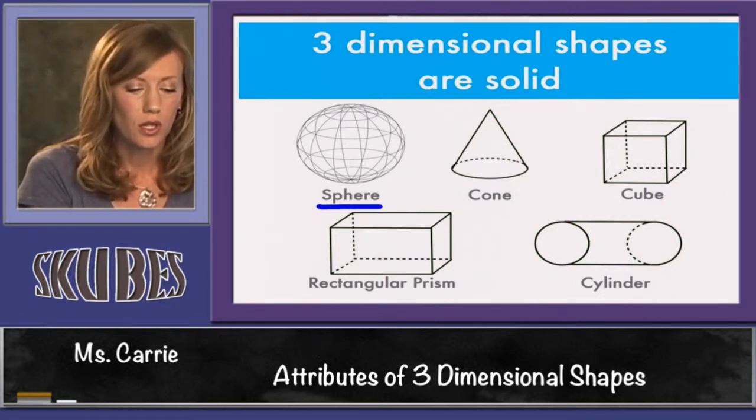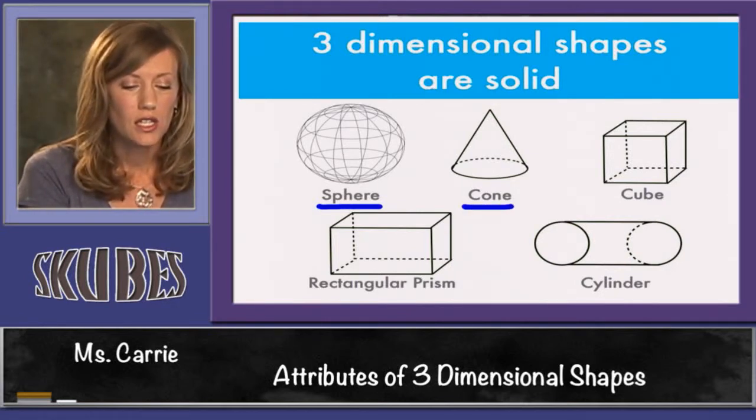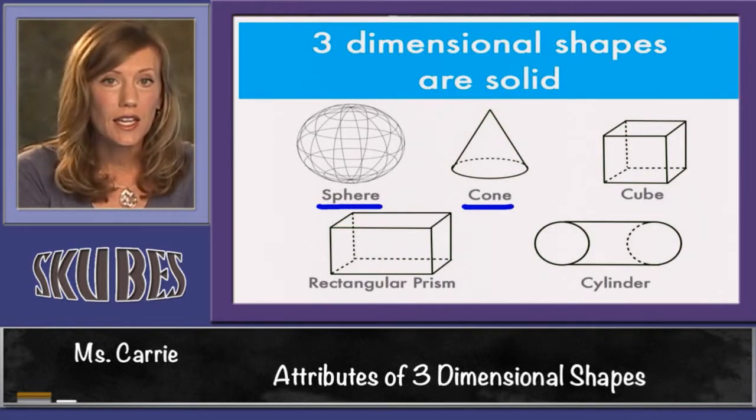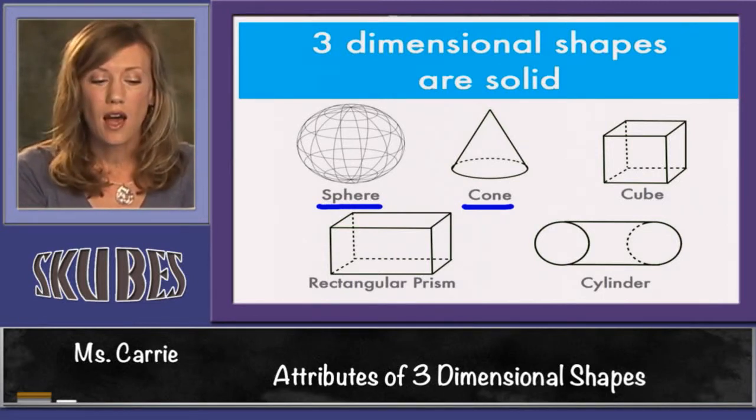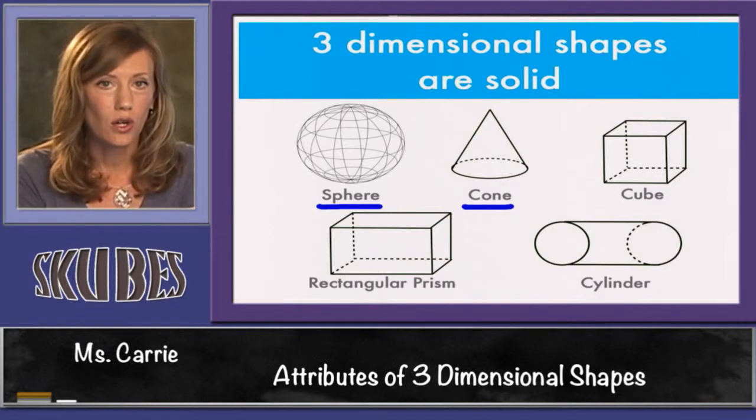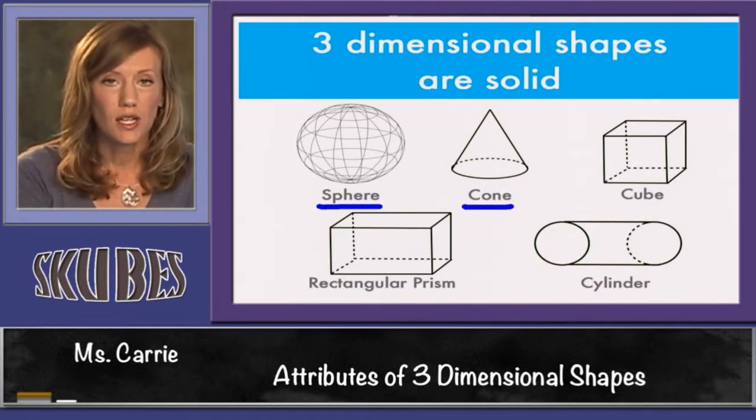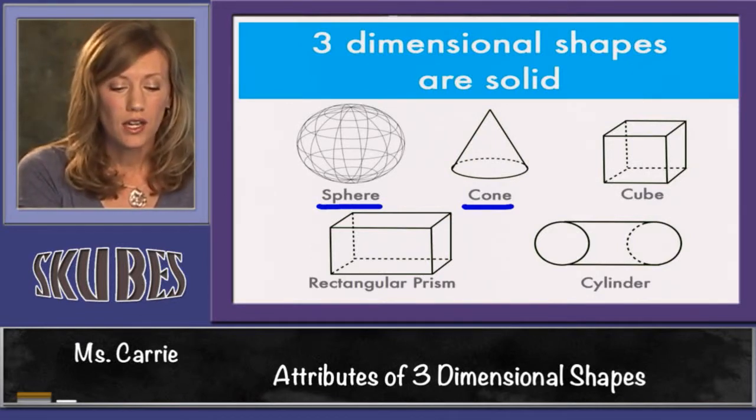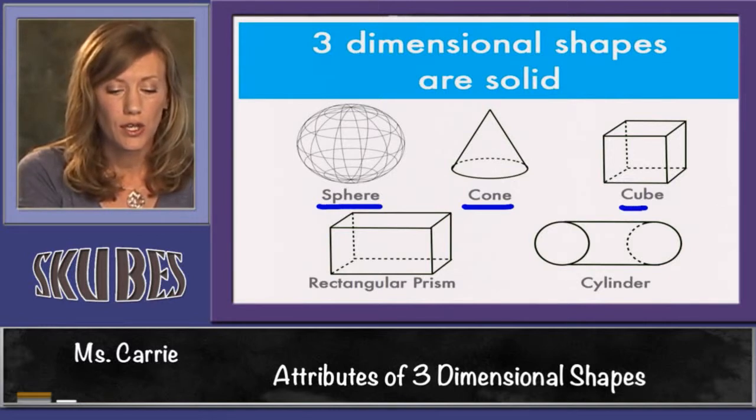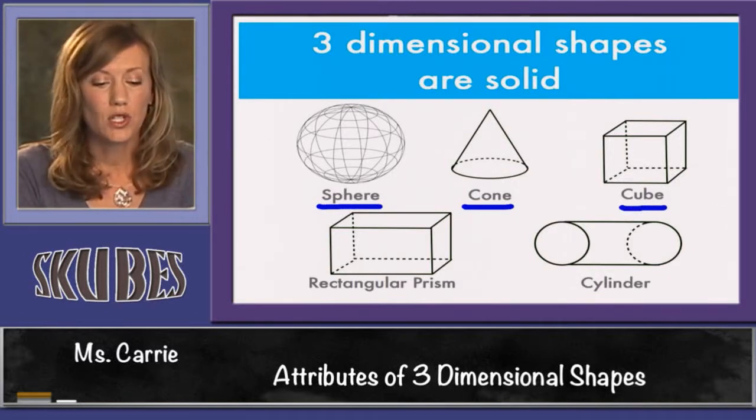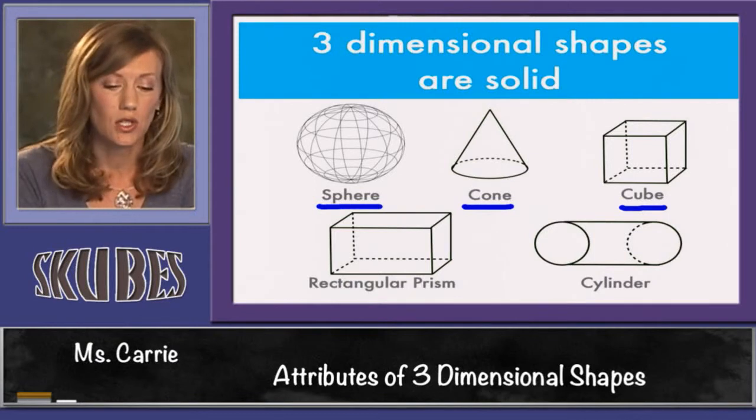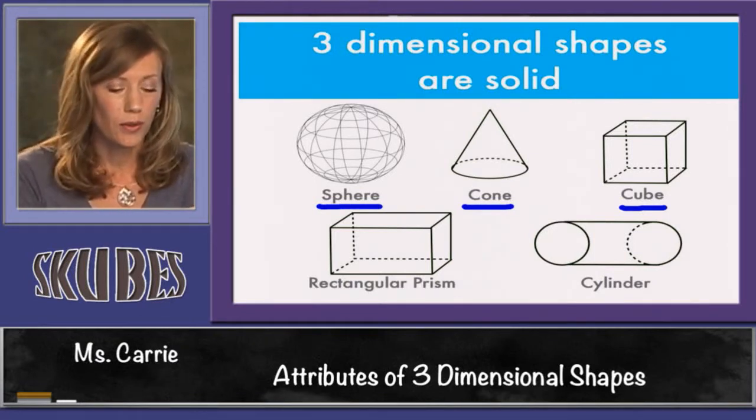The next shape we're going to look at here is a cone. And that's like an ice cream cone. It's not flat like a triangle, it's three-dimensional, it's solid. The next shape here is a cube. And a cube would be just like a box that you put things into. It's not flat like a square, it's three-dimensional.